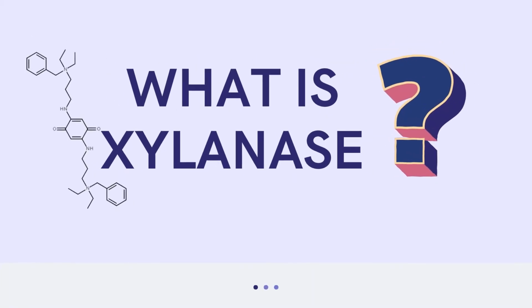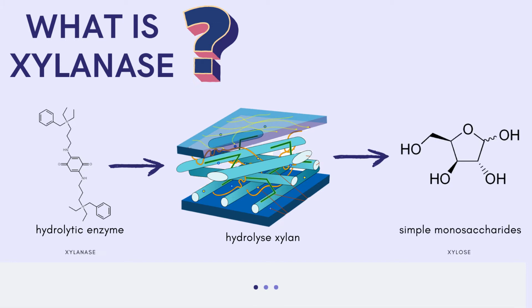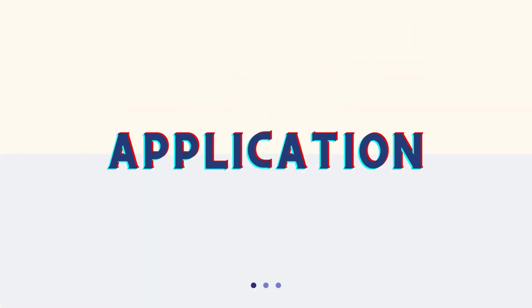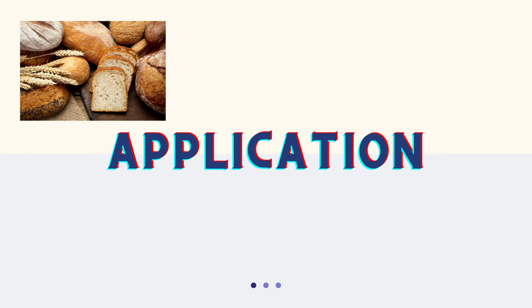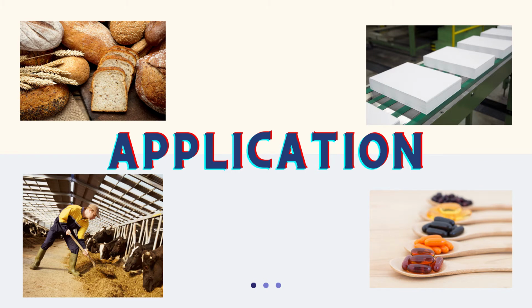First of all, what is fungal xylanase? Xylanase is a hydrolytic enzyme that can hydrolyze xylan into simple sugar such as xylose. This enzyme has many applications. They can be used in the baking industry, paper industry, animal feed supplements, as well as pharmaceutical products.